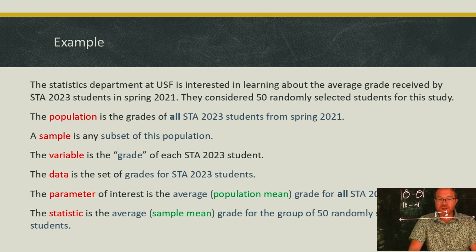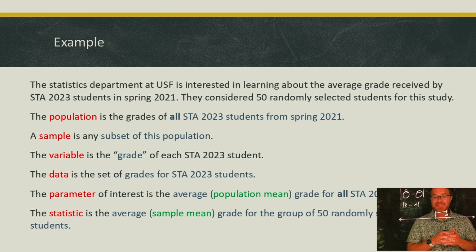So in this case, the population would be the grades of all of the STA 2023 students from spring 2021. Our sample is any subset. So in this case, it would be those 50 randomly selected students. The variable, the thing that we're interested in actually measuring, is their grade. So the statistic would be the grade of those 50 students. The parameter that I'm trying to estimate would be the grade, or average grade probably, of the population, all of the students from STA 2023 from spring 2021.